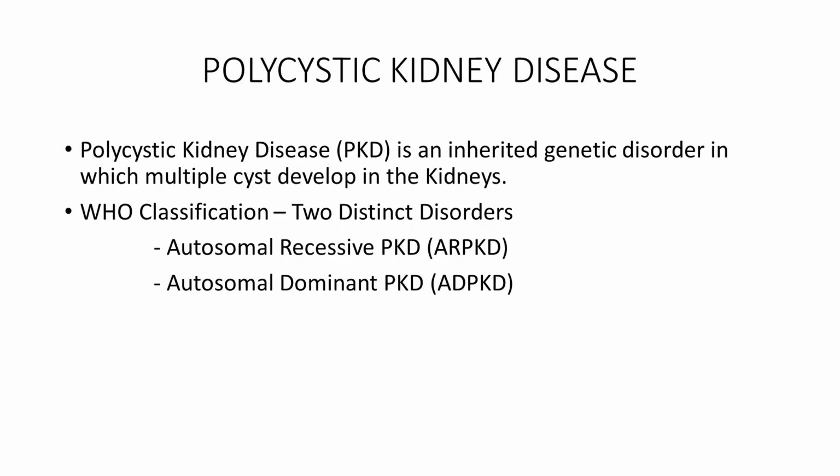Basically, polycystic kidney disease is an inherited disorder. Here, for example, in glomerular disease, we had Alport syndrome, which is an inherited disorder, or thin membrane disease, again an inherited disorder. In tubular disorders, the genetic disorder is called polycystic kidney disease, in which multiple cysts develop in the kidneys. The World Health Organization has classified it into two distinct disorders, which are autosomal recessive polycystic kidney disease, ARPKD, and autosomal dominant polycystic kidney disease. These are the two distinct types of disorders.